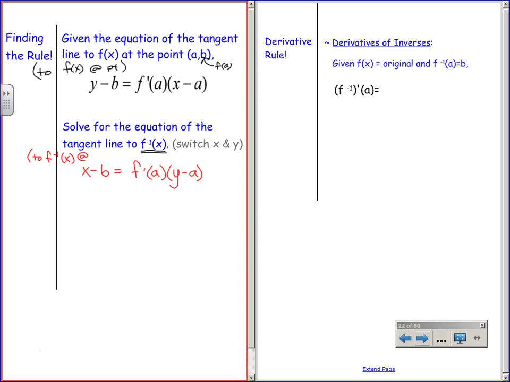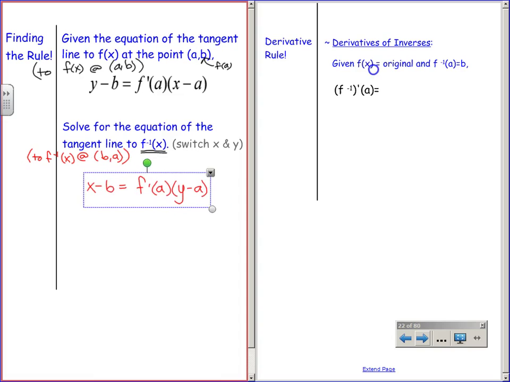Why would it be (b, a)? What happens with inverses? And then look, who's next to the x now? B. And who's next to the y now? A. So it is still y minus y1 and x minus x1, but everything got switched. So what was originally the tangent line to f of x at (a, b) is now the tangent line to the inverse at (b, a). Ooh, that's important.